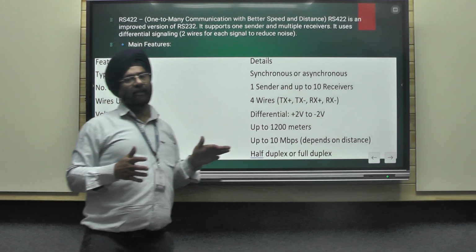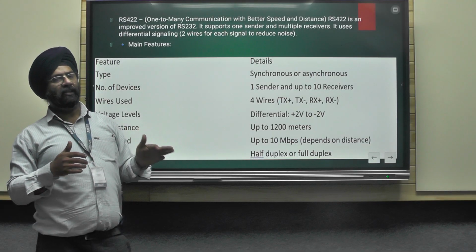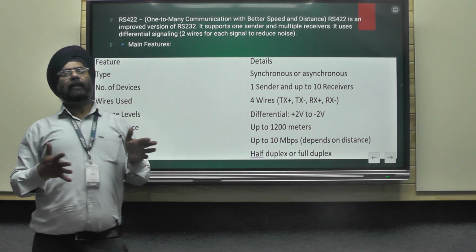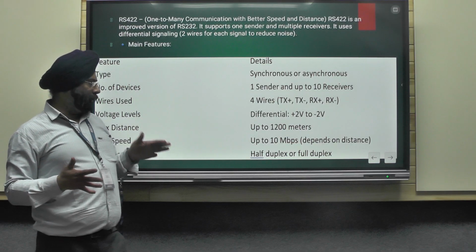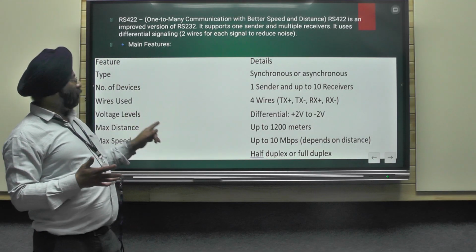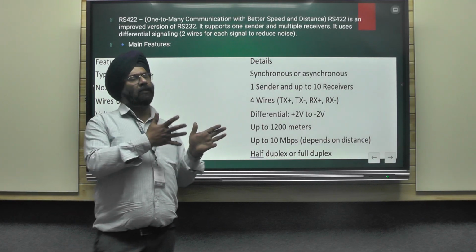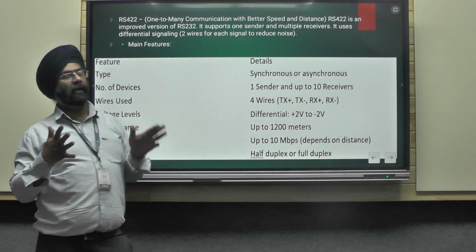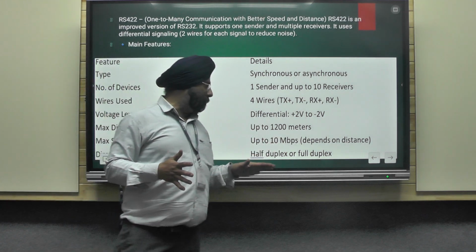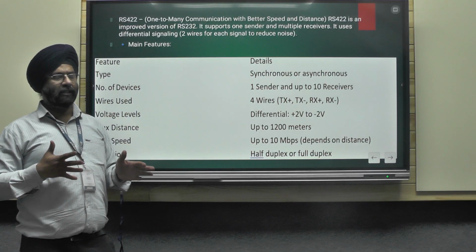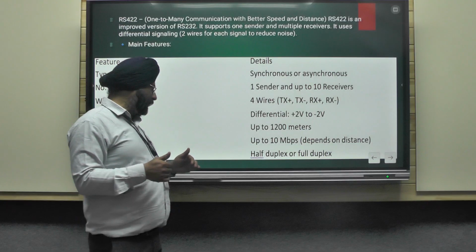And distance wise, earlier we have seen the distance is up to 15 meter, but it can cover a distance of 1200 meters. And what is the speed? Earlier the speed was maximum 1 Mbps, but here it has a speed of 10 Mbps, depending on the distance. Whenever we are increasing the distance, the speed automatically decreases.